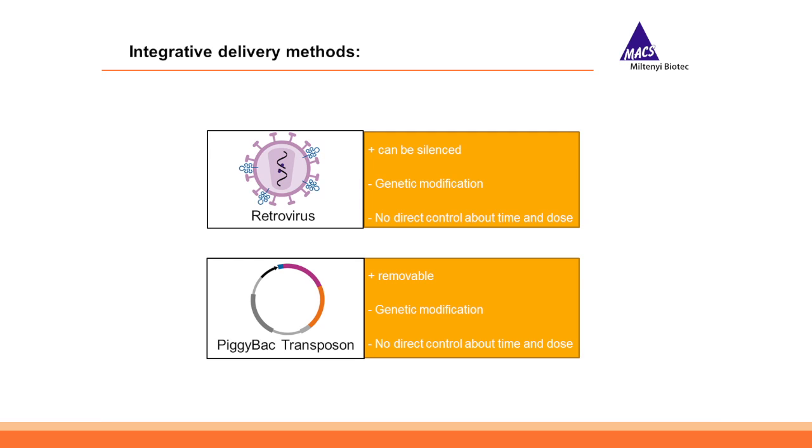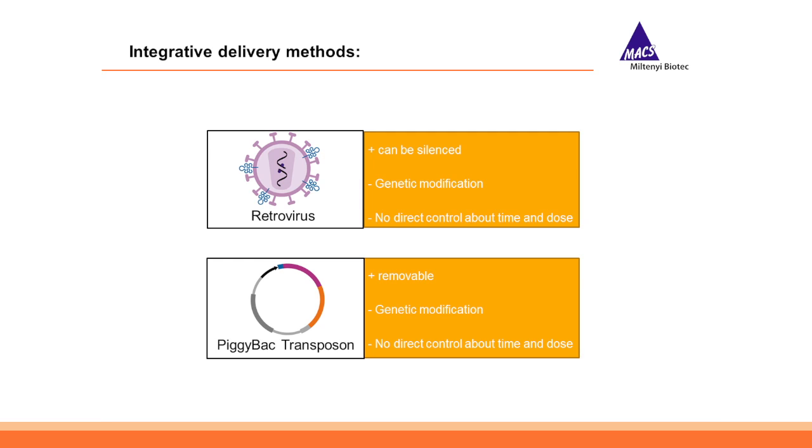The disadvantage is that you alter the genome and don't have any control over the dose. Furthermore, you don't know if the silenced genes are reactivated at a later stage. Also, the efficiency is very low. It's below 0.1%.